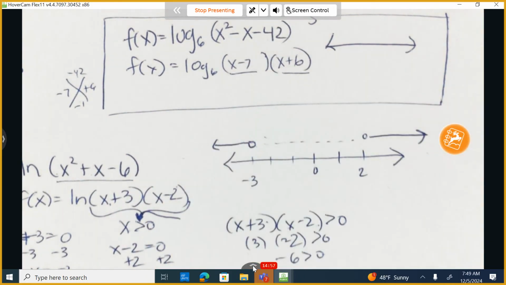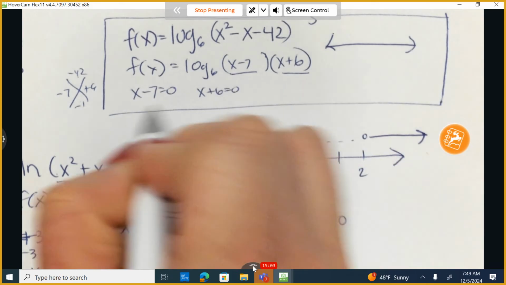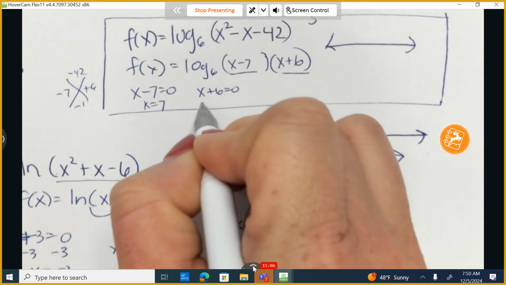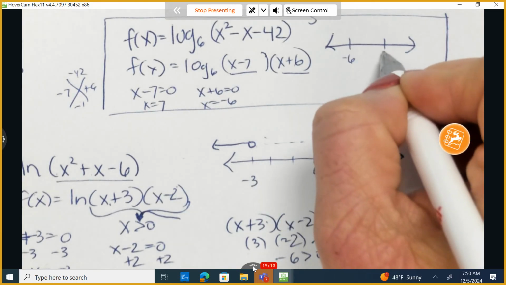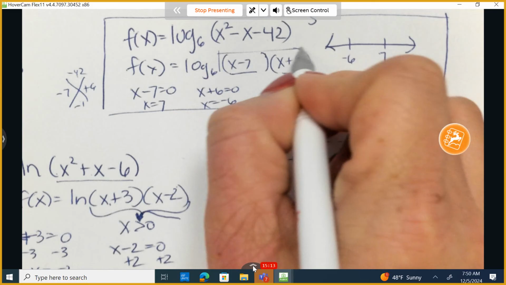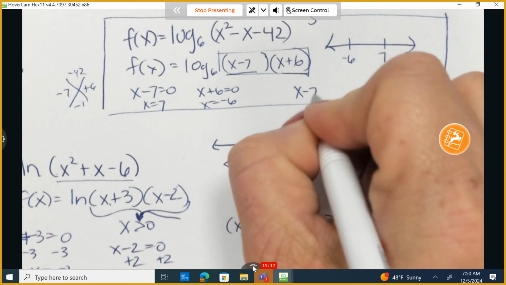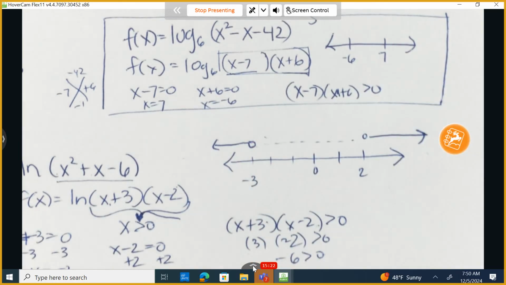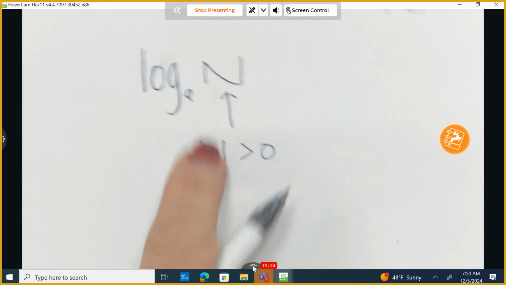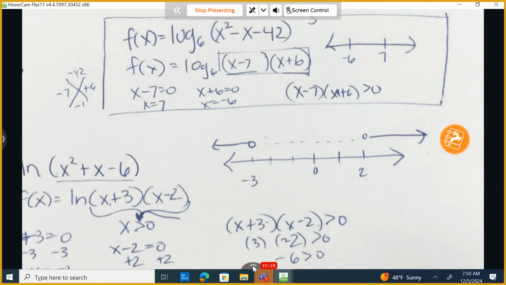I would take each of these factors or quantities. I know they're going to have to be greater than 0, but I'm going to initially set them equal to 0, and I'm going to solve. When I set them equal to 0 and solve, I get one answer of 7 and one answer of negative 6. I'm going to call this negative 6, and this is going to be positive 7. Now this quantity that's behind log base 6 has to be greater than 0. So x minus 7 and x plus 6 has to be greater than 0. And how do I know that? I know that because I'm applying this rule. The quantity directly behind the base has to be greater than 0 in order to produce an output.